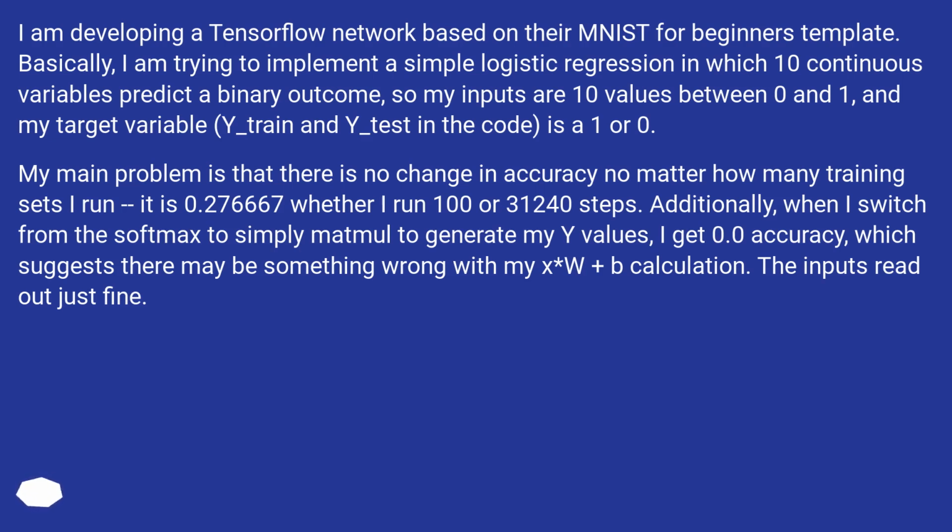Additionally, when I switch from the softmax to simply matmul to generate my y values, I get 0.0 accuracy, which suggests there may be something wrong with my XW plus B calculation. The inputs read out just fine.